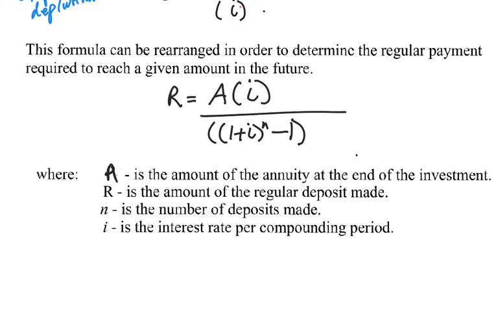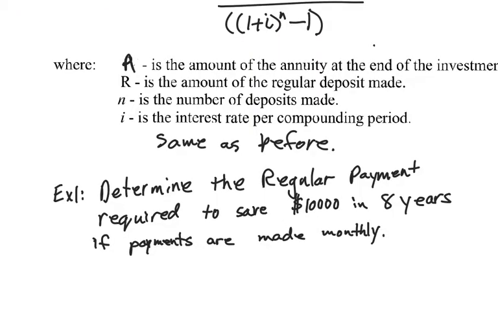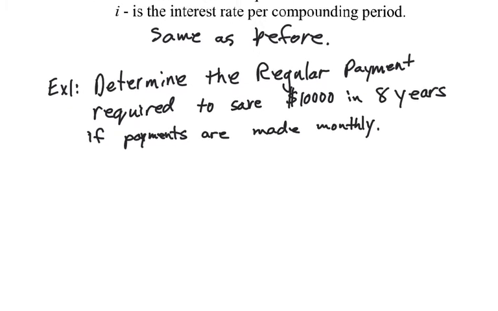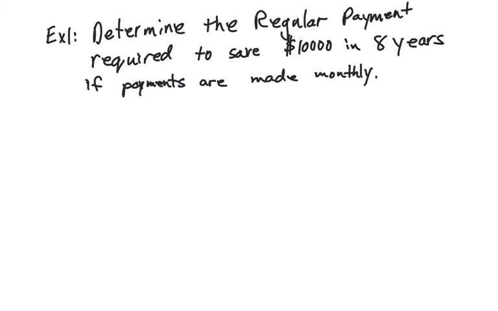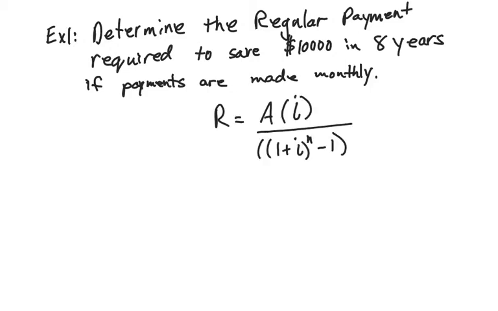Now, we'll eventually do our first problem. Everything that we've done before is the same as compound interest, except for this R value, which is new. Our new problem: determine the regular payment required to save $10,000 in 8 years if payments are made monthly. We start with our basic equation, and then we set up.